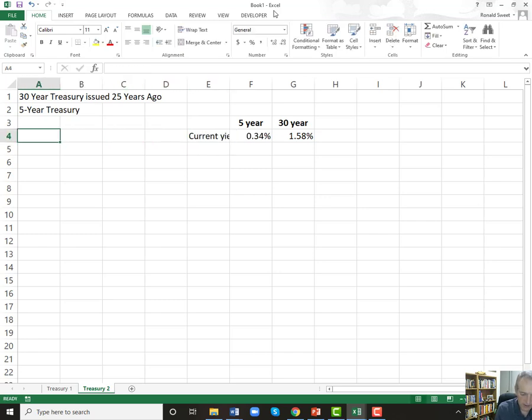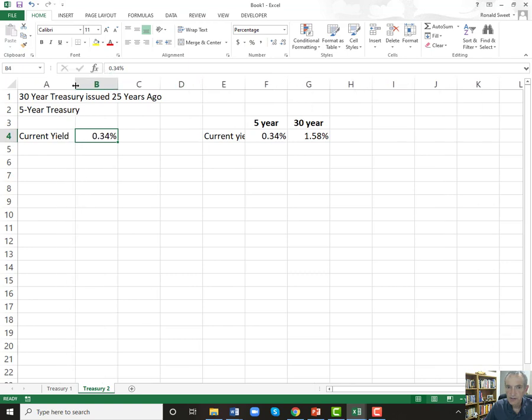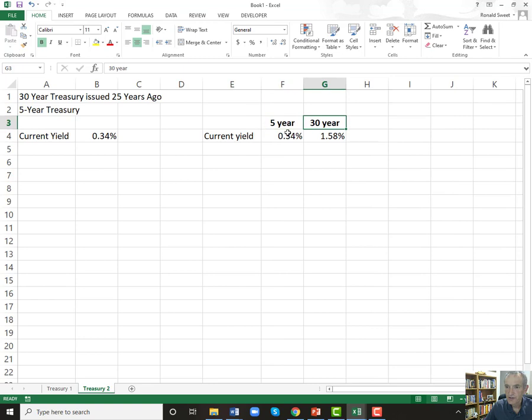Current yield. So what is our current yield? Well, it's a 5-year Treasury, so our current yield is 0.34%. So on the exam, if I give you a 30-year bond and give you current yields for a 5-year Treasury and a 30-year Treasury, make sure you use the one that matches how much time is left. All right, let's get the coupon.